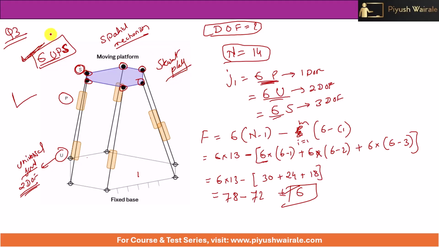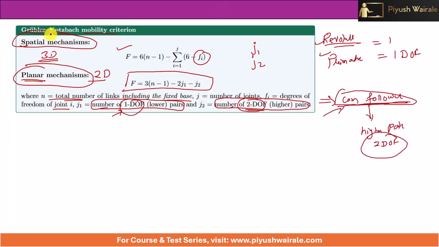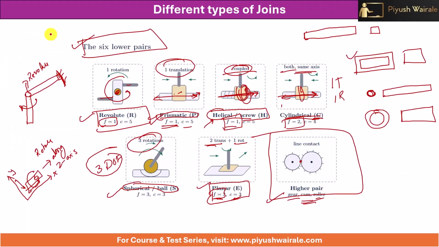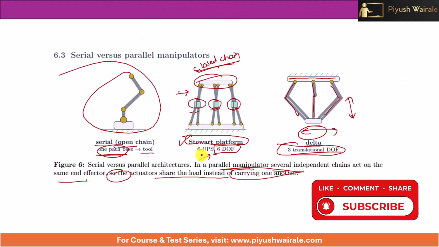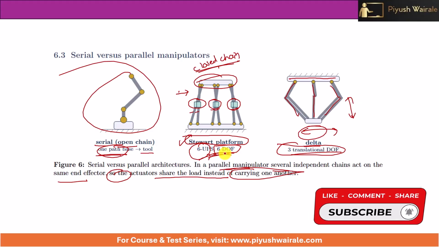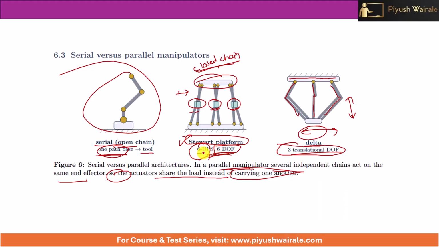Okay, I guess we have discussed this in one of the slides also. So let me show you that also. So you can see a stable platform, 6 UPS, having 6 degrees of freedom, right? And 6 universal, 6 prismatic, and 6 spherical joints.